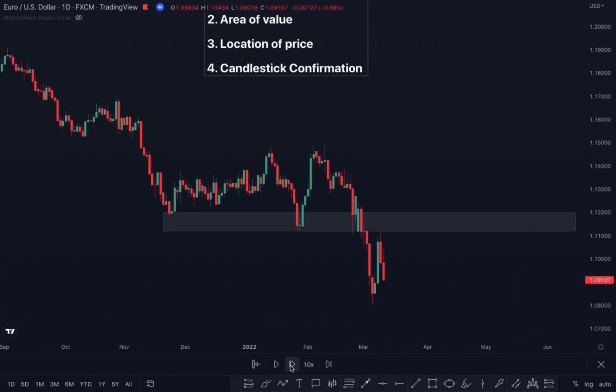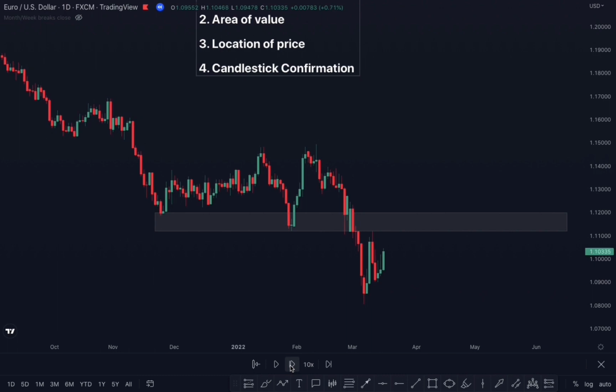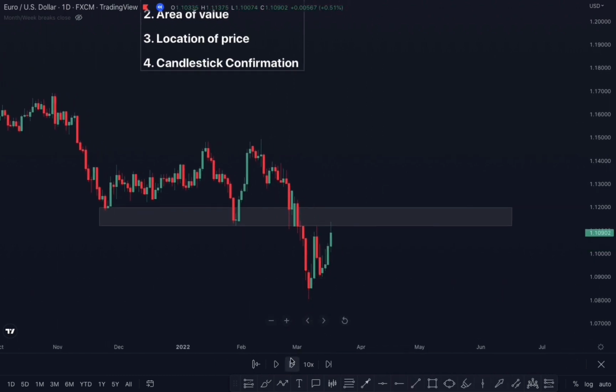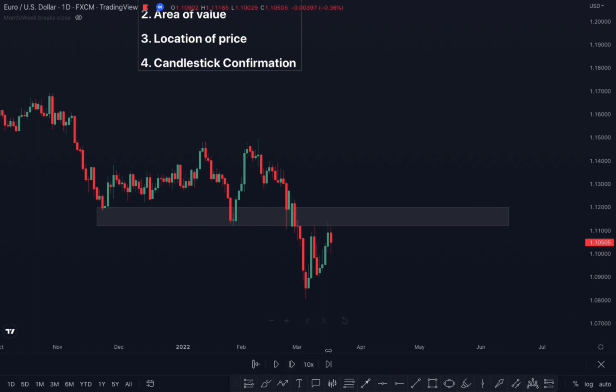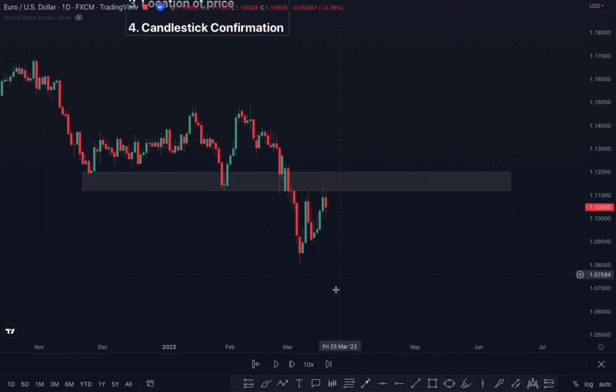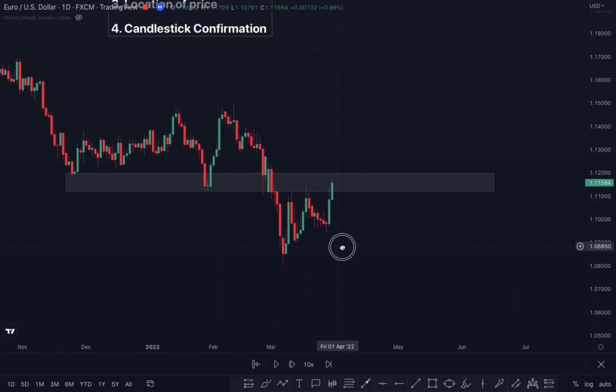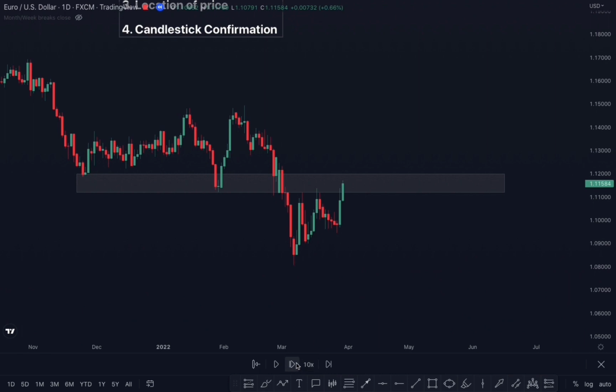We have price trading to the downside. We are still not in this trade. Price came back to the area of value. Let's see if we're going to get any confirmation. This is not a confirmation yet, so we're still not going to take this trade. We're still going to wait. And then price came back again, right? So let's see if we're going to get a confirmation.